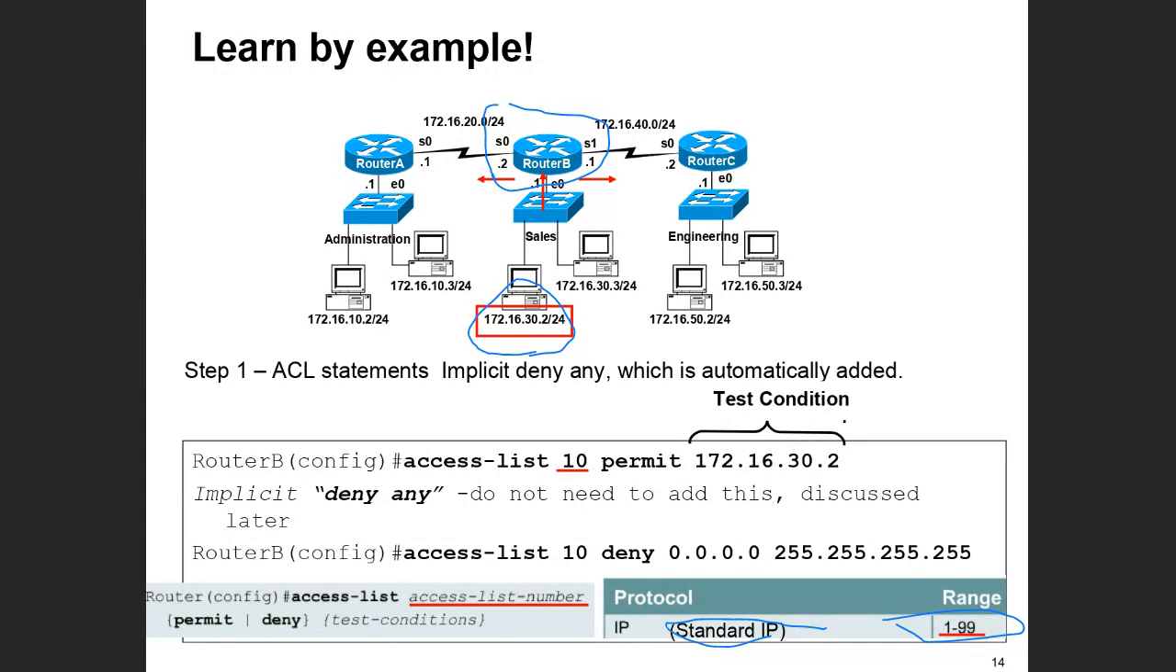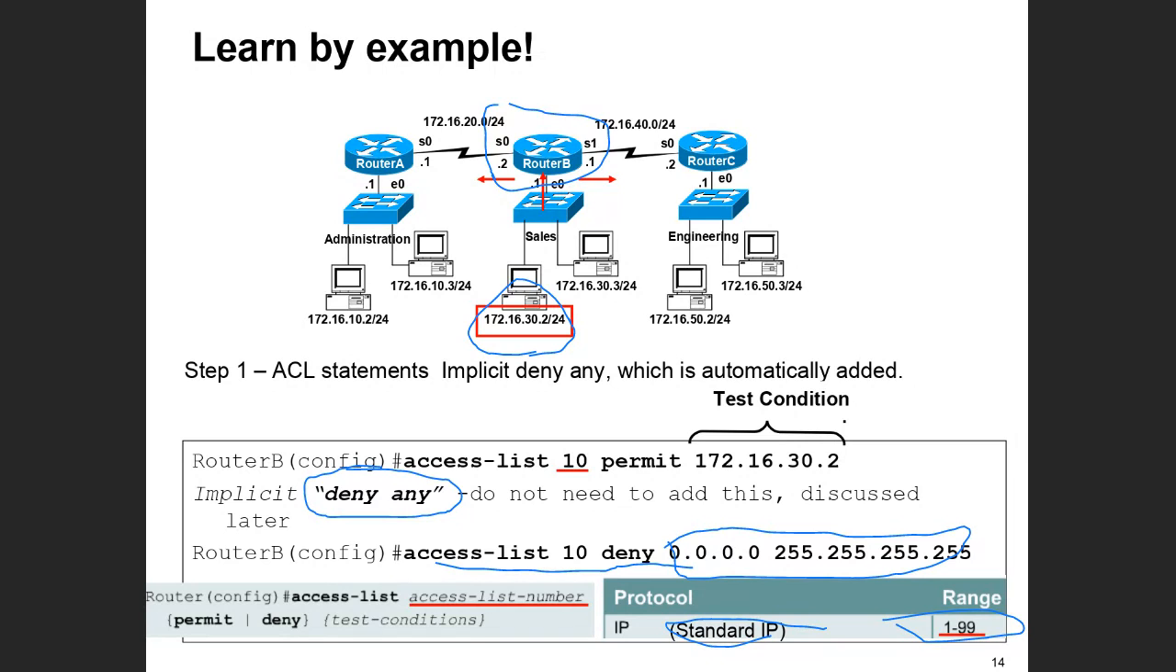Now, there's an implicit deny any. It's there by default, but we're going to write it out anyway. Here it is: access-list 10 deny, and we'll talk about why these numbers are like this in just a second. This means deny everybody else. Remember our IP route statement, ip route 0.0.0.0 0.0.0.0? That was a wildcard that means any other possible IP address.